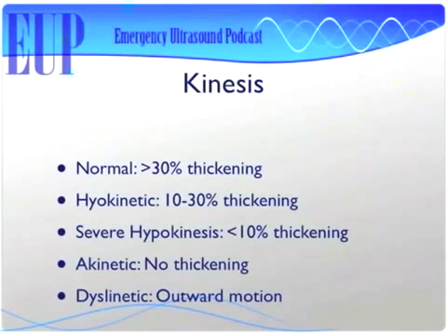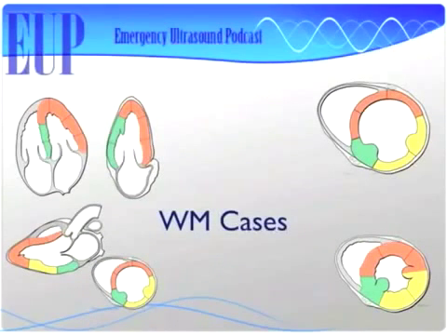Alright, so kinesis. Normal means that you are thickening more than 30%. Hypokinetic means that you're not quite thickening 30%, but you're thickening some. You can be severely hypokinetic if you're thickening less than 10%. Then akinetic is, of course, no thickening at all, and dyskinetic means that you've got outward motion, so that's kind of ballooning. So, let's do some cases.